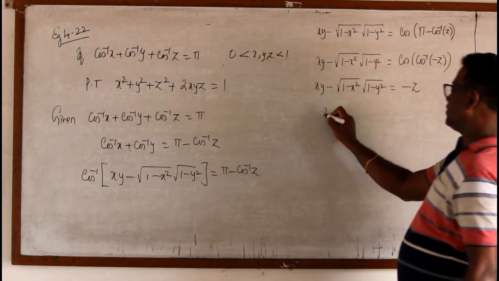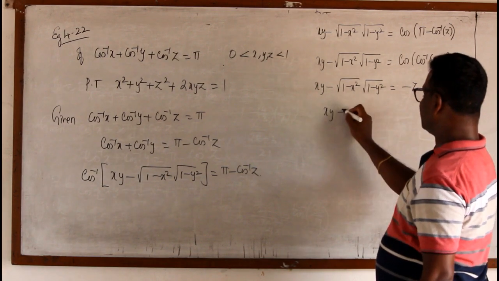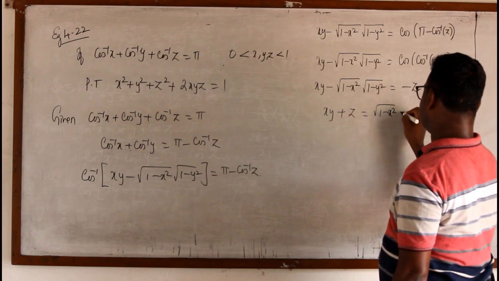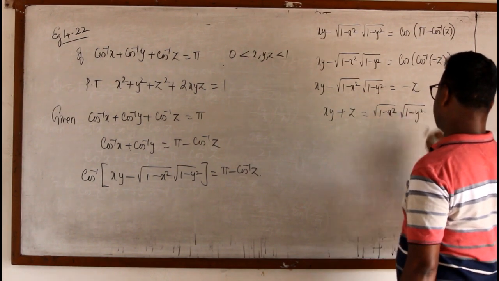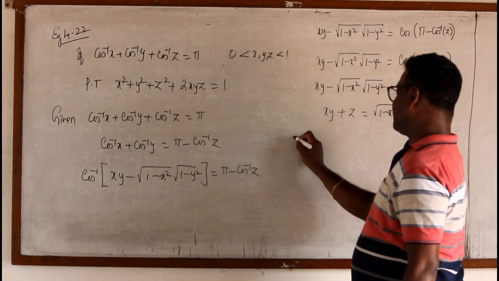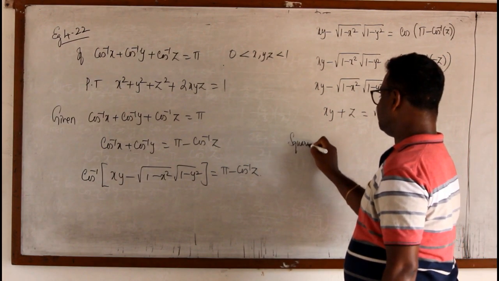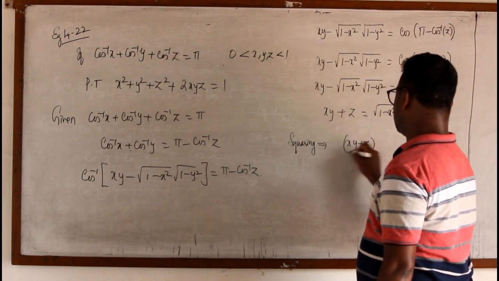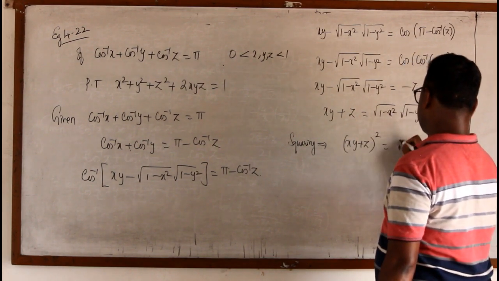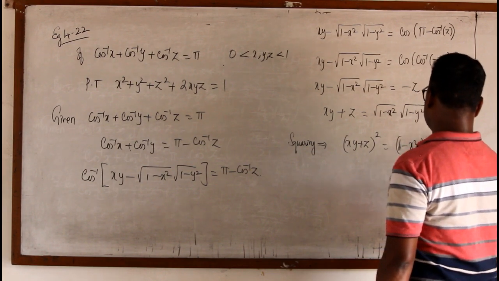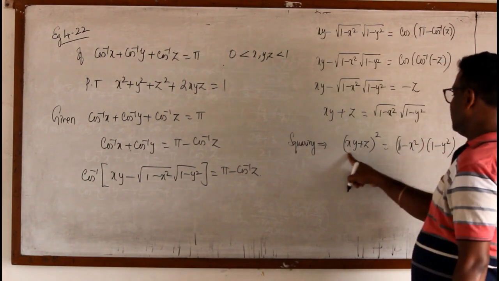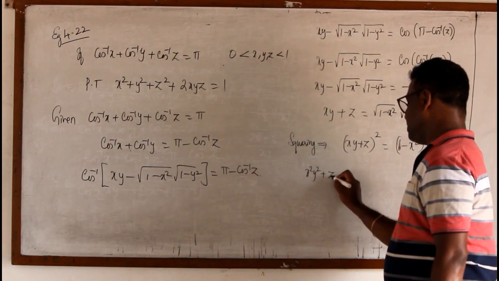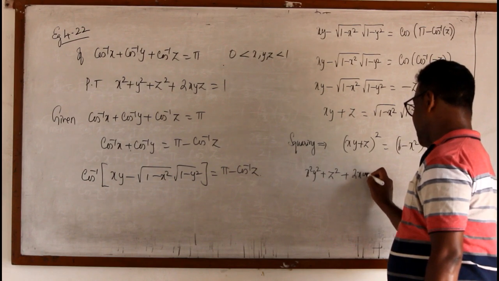Now we can take this one as xy plus z. If it is brought this side, it will become plus. And if I take this one to the other side, it is plus root of 1 minus x square plus root of 1 minus y square. Now if I square it, this implies xy plus z the whole square. Here roots will disappear, 1 minus x square into 1 minus y square. These are of the form a plus b whole square. So a square plus b square plus 2ab.